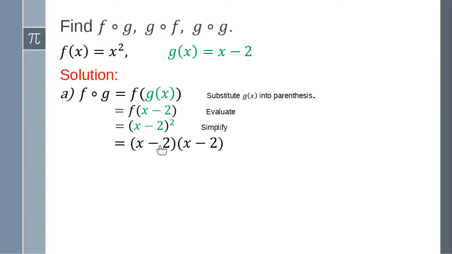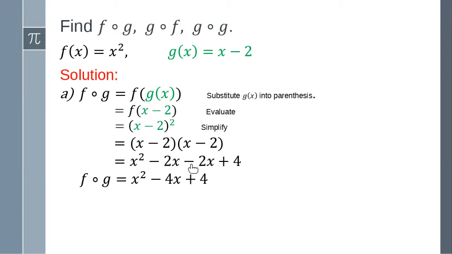And if I simplify, that just means that I'm going to multiply this twice. And so we would distribute here, or FOIL, x times x is x squared, x times negative 2 is negative 2x, negative 2 times x is negative 2x, negative 2 times negative 2 is positive 4. Gather our like terms, negative 2x, negative 2x is negative 4x. So our composition for f of g is going to be x squared minus 4x plus 4.